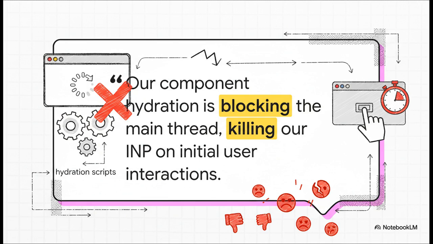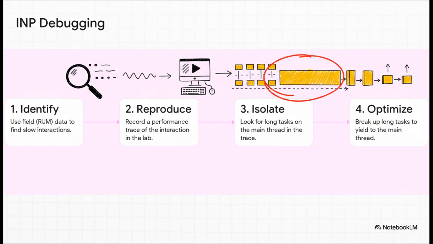The input gets stuck in a queue, the input delay goes through the roof, and your INP score just tanks. So how do we fix it? Here's the playbook. First, start with your field data. Don't guess which interactions are slow. Know which ones are.